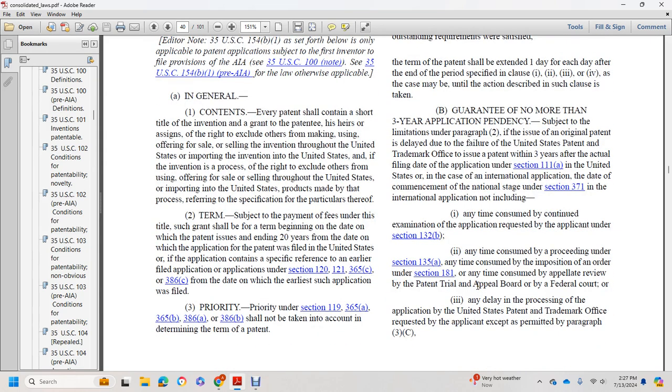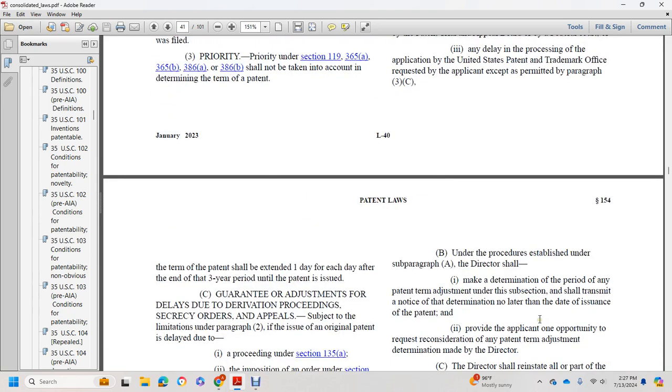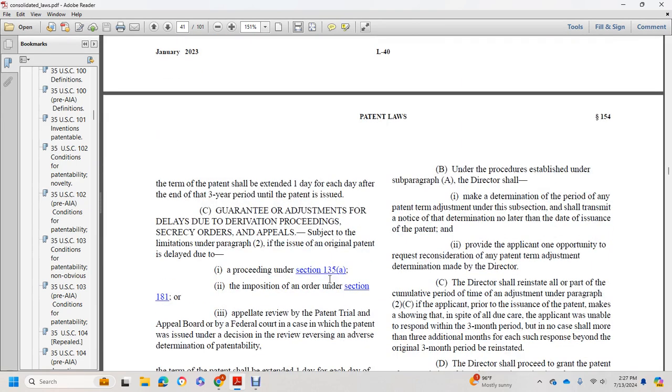Any time consumed with the proceeding under section 135A, the time consumed with the imposition of an order under section 181, the time consumed with appellate review by the Patent Trial and Appeal Board or the federal court, or any delay with the processing of the application in the United States Patent and Trademark Office requested by the applicant and not expected or permitted in paragraph 3C. Alright, the term of the patent shall be extended by 1 day for each day after the end of the 3-year period until the patent is issued.